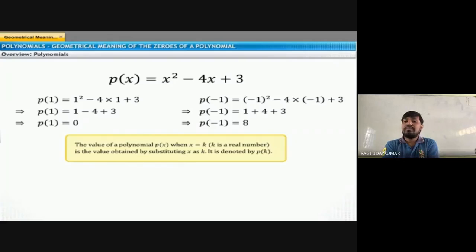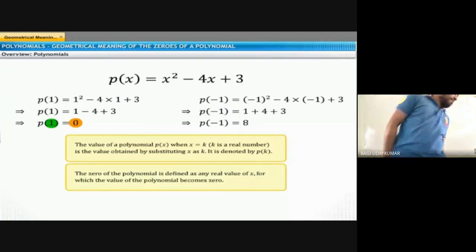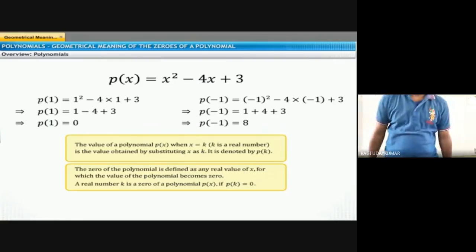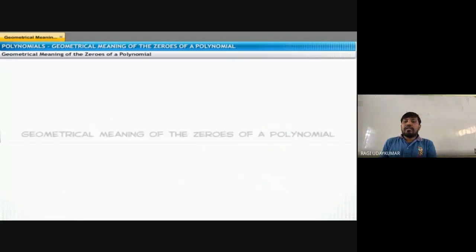So the value of the polynomial p of x when x is equal to k, where k is a real number. So we just have to substitute x by k. k is nothing but any real number to be taken into consideration. Either maybe 1, in the first case it is 1, in the second case it is minus 1. Okay? So this is the value of the polynomials.